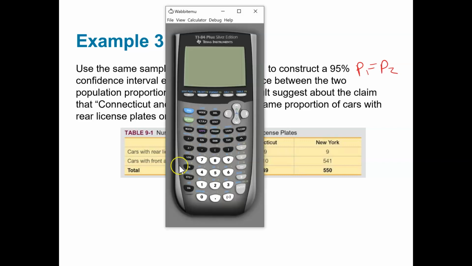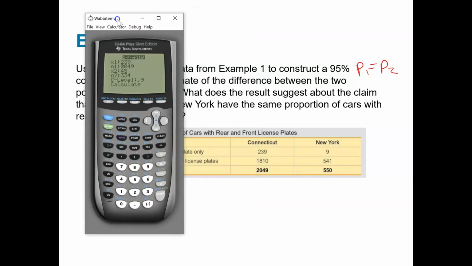We'll go into our calculator, and we're going to go into our stat and tests and 2 proportion z interval, confidence interval. And so we need x1, n1, x2, n2. So from example 1, we get 239 and 2040. That's the Connecticut. And it's also right here, 239, 2040. And then x2, this time is 9 and 541. And our confidence level is 0.95.